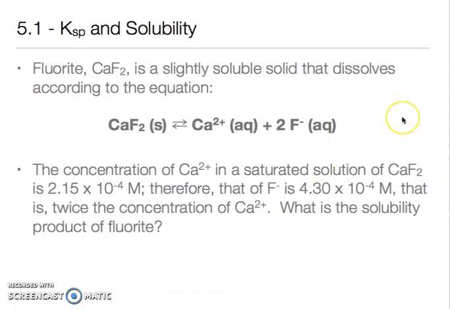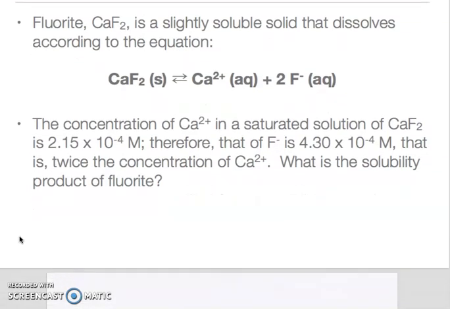So let's look at our first problem. Fluorite, calcium fluoride, is a slightly soluble solid that dissolves according to the equation. CaF2 solid breaks into the calcium ion plus 2 fluoride ions. Both are aqueous, since we have a 1-to-2 charge balance. So I have 1 calcium for every 2 fluorides. The concentration of calcium 2+ in a saturated solution of calcium fluoride is 2.15 times 10 to the negative 4 molar. Therefore, that of fluoride is 4.3 times 10 to the negative 4 molar. That is twice the concentration of the calcium. What is the solubility product of calcium fluoride?